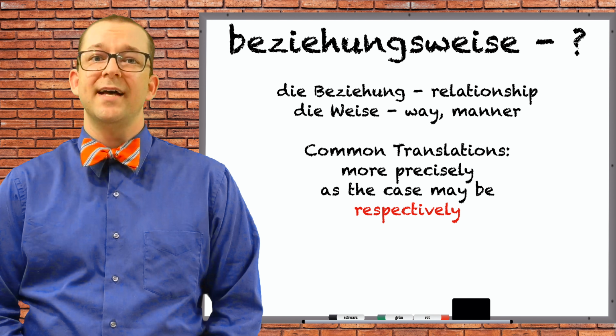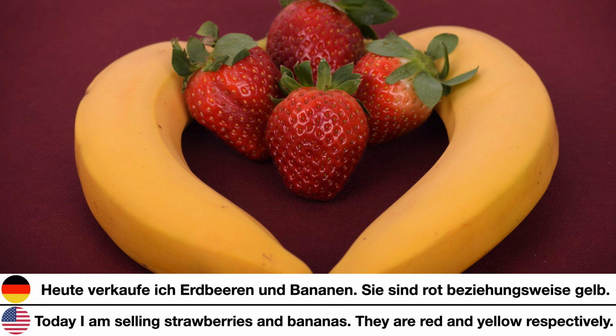Sometimes you translate it as respectively. Heute verkaufe ich Erdbeeren und Bananen. Sie sind rot beziehungsweise gelb. Today I am selling strawberries and bananas. They are red and yellow respectively.